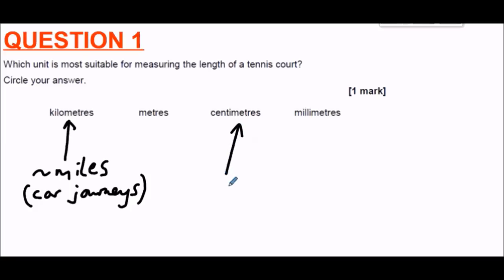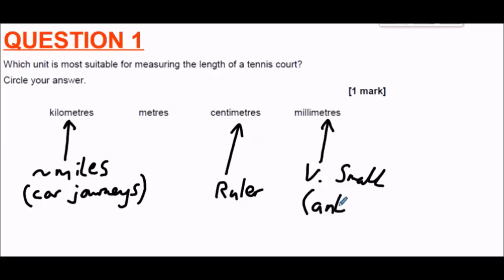Centimetres, you're talking a ruler, something you could measure with a ruler. Now the average tennis court is quite a bit bigger than a ruler, and millimetres, very small indeed. You need 10 millimetres just to have 1 centimetre, and so that's something like an ant. Don't know why an ant sprung to mind, but something very, very small anyway. The only sensible option we've got would be metres. So metres being the most sensible, this is the one we need to circle.